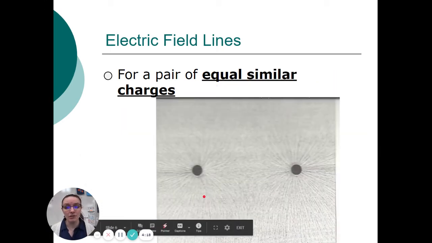If you have similar charges, those are going to repel. So in the middle, there's going to be things that are running into each other, but not wanting to run into each other. So you can see they curve away a little bit. Remember, like charges repel and opposite charges attract.